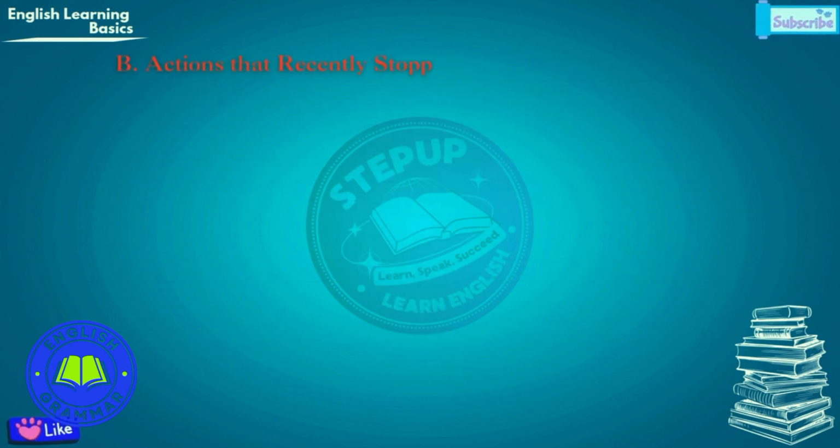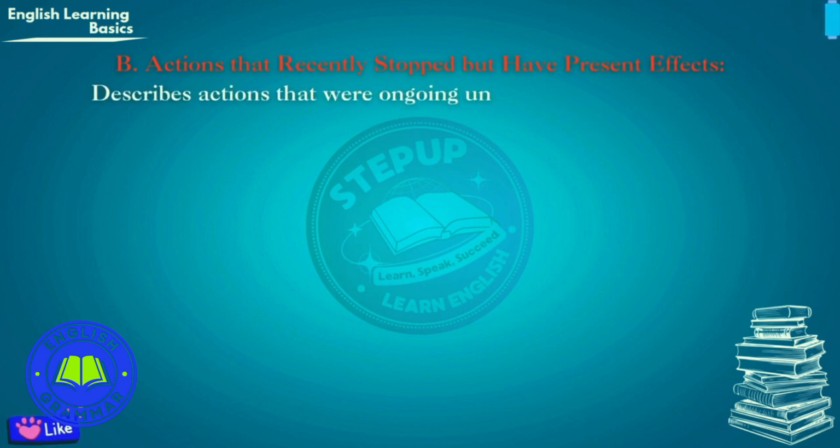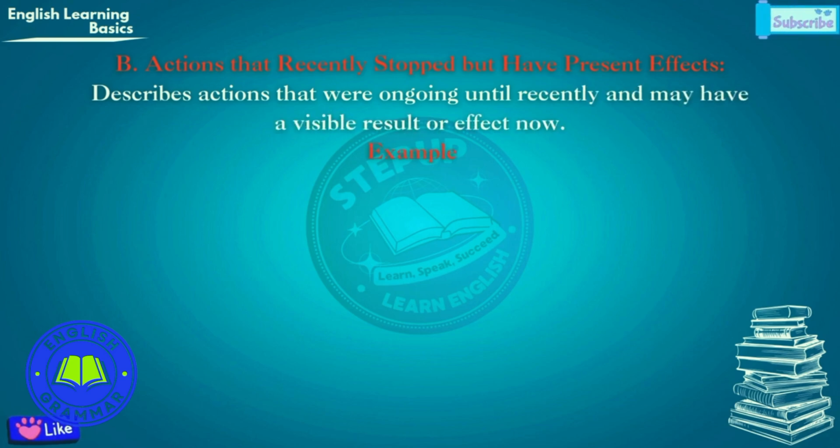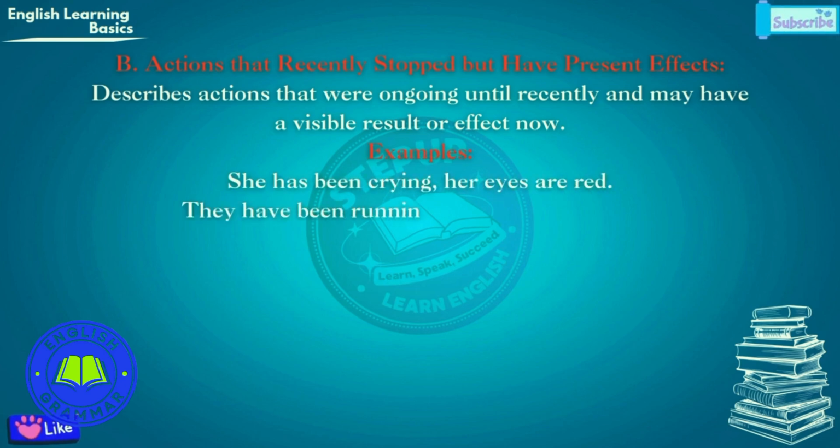B. Actions that recently stopped but have present effects. Describes actions that were ongoing until recently and may have a visible result or effect now. Examples: She has been crying. Her eyes are red. They have been running. They're out of breath.